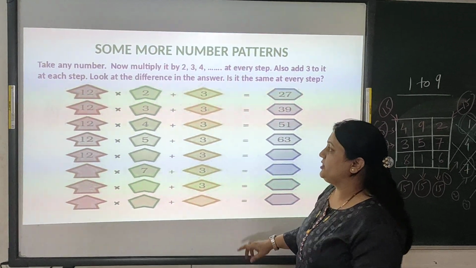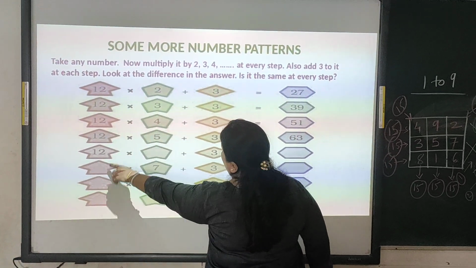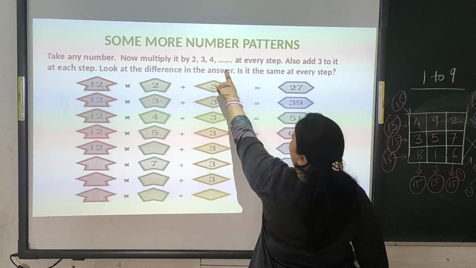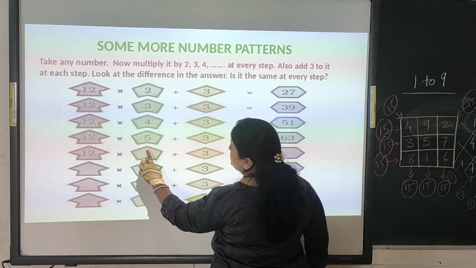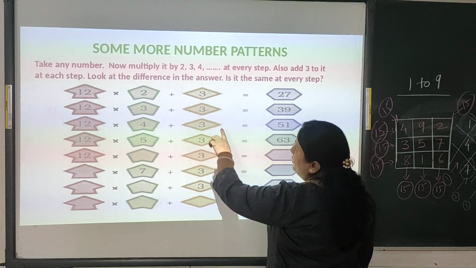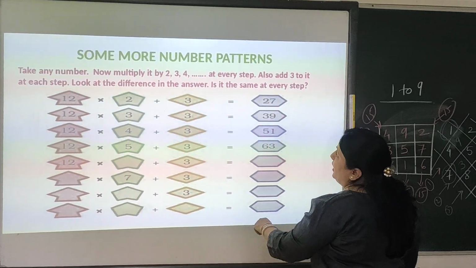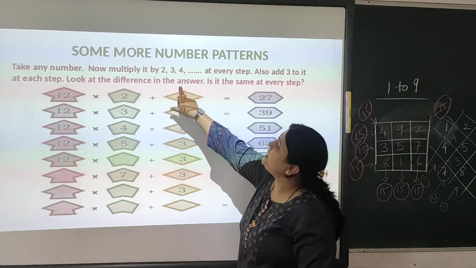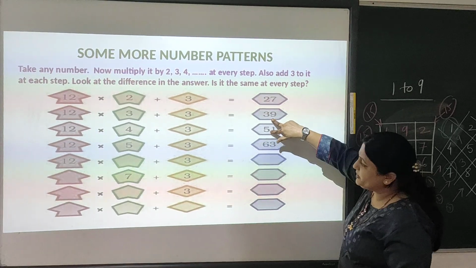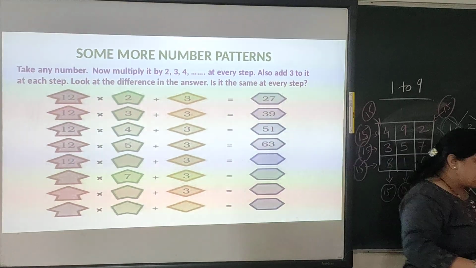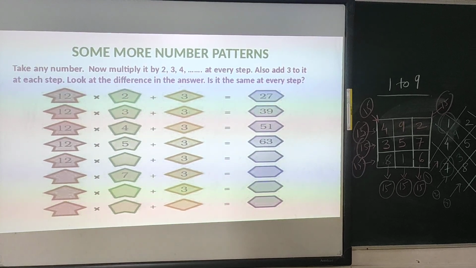So first you have to solve this. Take a number. This number will be the same everywhere. Multiply it by 2, 3, 4, and so on: 2, 3, 4, 5, 6, 7, 8, 9. Okay. Add 3 to each. Find the answers. And then find the difference in the answers: the difference between these two, then between these two, then between these two. So, what is special? Is it the same at every step?